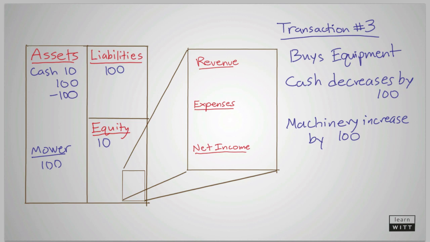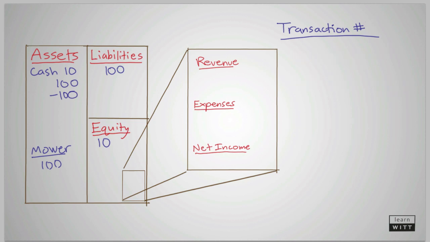Notice that no liability or equity accounts were changed. This transaction was trading one asset for another. There was no increase or decrease in the total amount of assets on the balance sheet, so there is no need for the other side of the balance sheet to change.